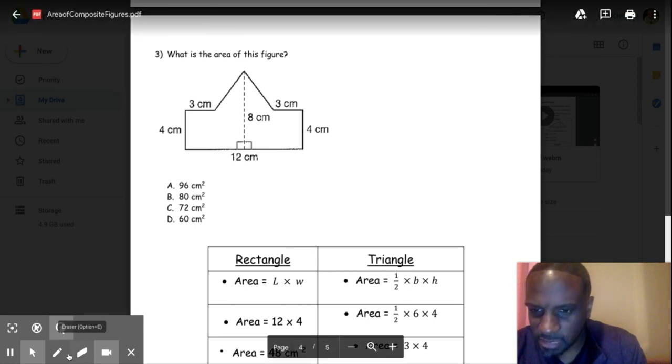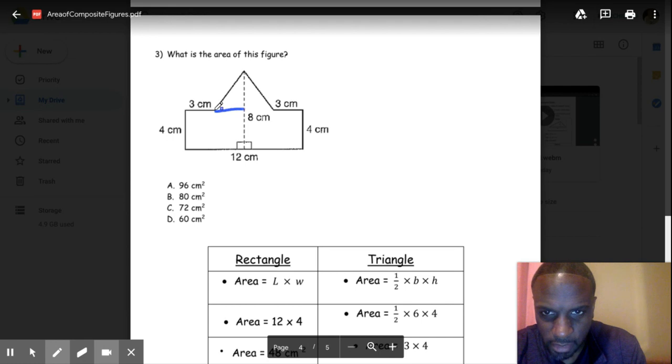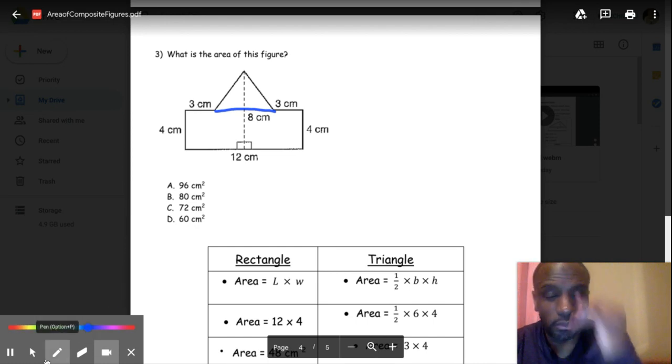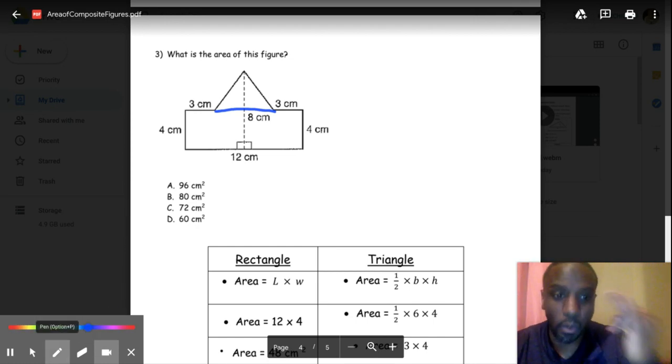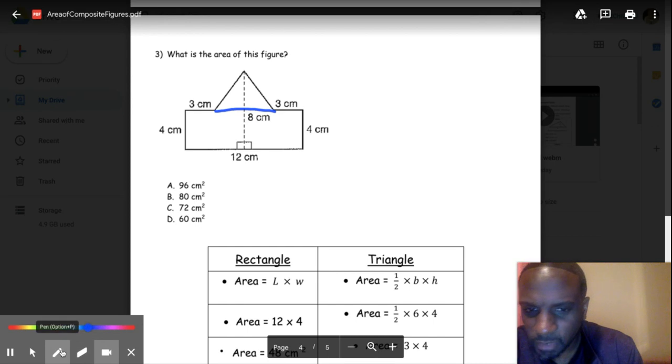Well, looking at this, I would say, Mr. Hunt, I would want to break this up into a rectangle and a triangle. Now, if I'm going to do that, then first of all, I need to know the area of my rectangle. For a rectangle, I'm looking for the length and the width. Cool. So let's look at that.